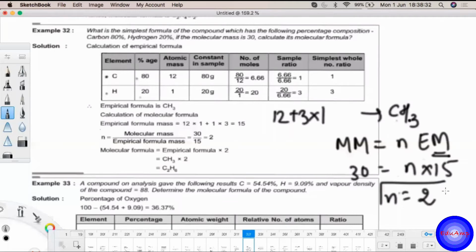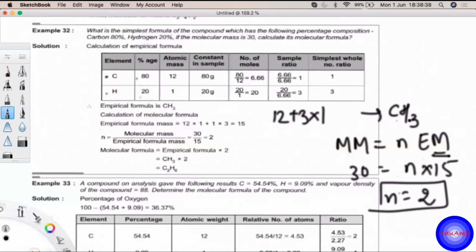So if you multiply this N to your empirical formula, you will get the molecular formula. So now what you have to do? CH3 whole twice, that is C2H6. This is your molecular formula. All good?